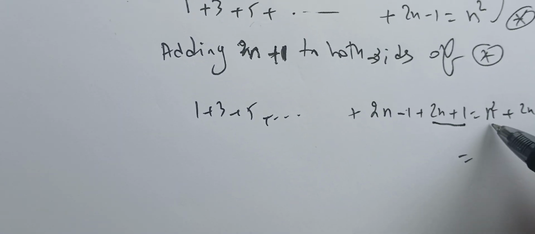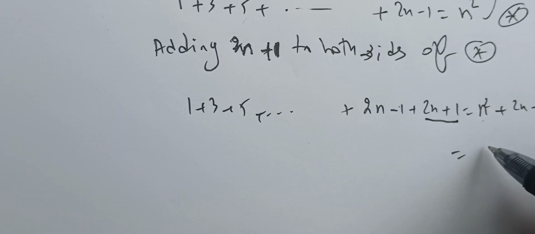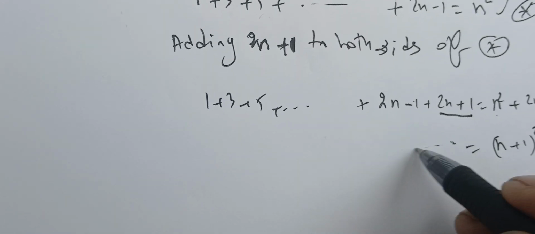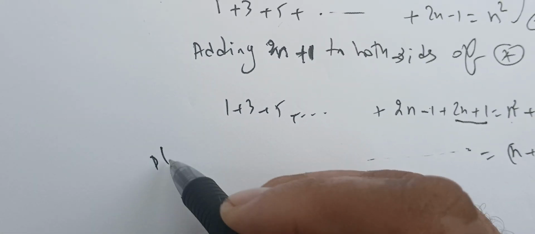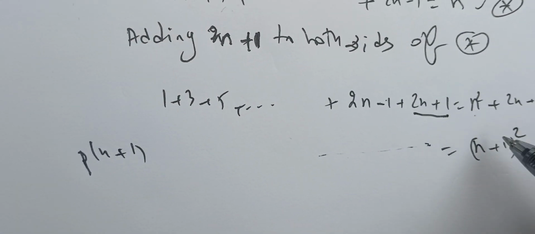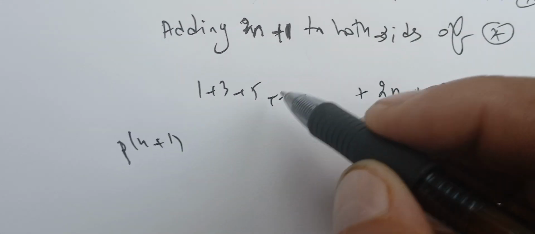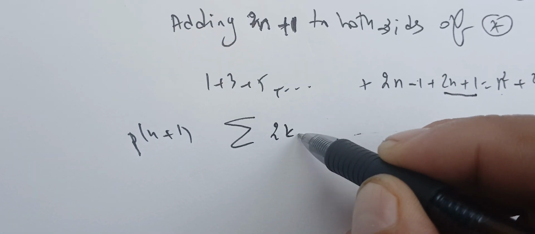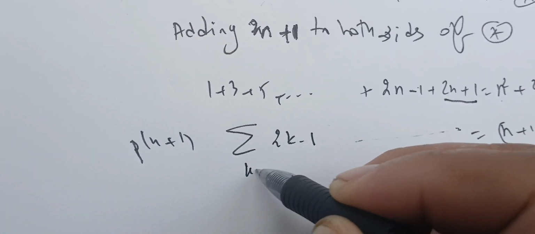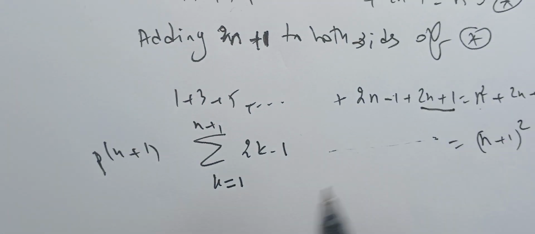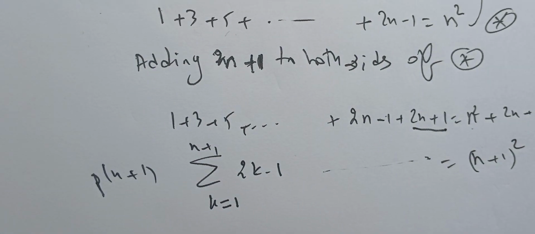So what do I have here? n squared plus 2n plus 1 is what? It's (n+1) squared. And what's this sum? This is P(n+1). That means P(n+1) is true. That means the sum of the odd integers from k going from 1 to n plus 1 is equal to this sum. That means it's true.